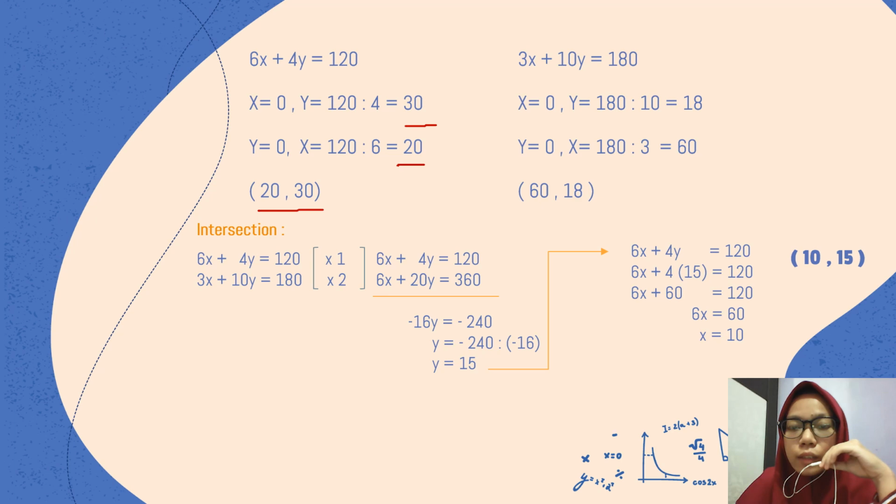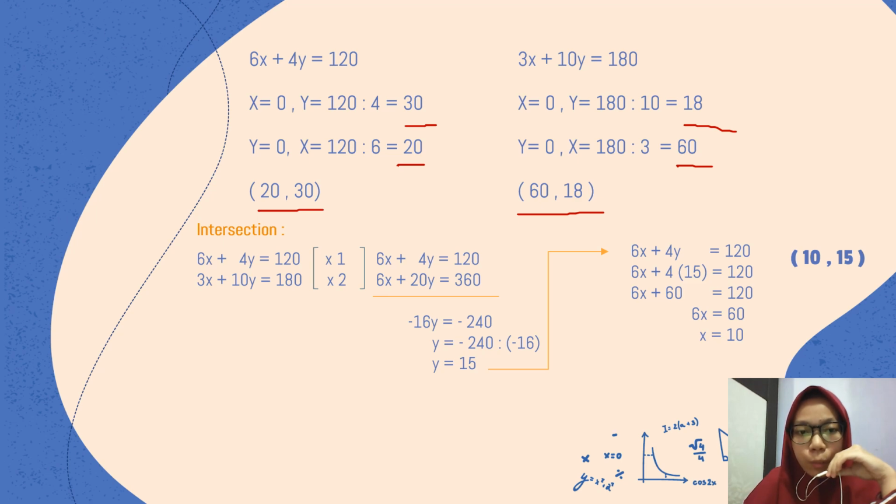And then the second equation is 3x plus 10y is equal to 180. If x is equal to 0, then y is equal to 180 divided by 10, and the result is 18. And if y is equal to 0, then x is equal to 180 divided by 3, and the result is 60. So the points are (0, 18) and (60, 0). And then we find the intersection point.